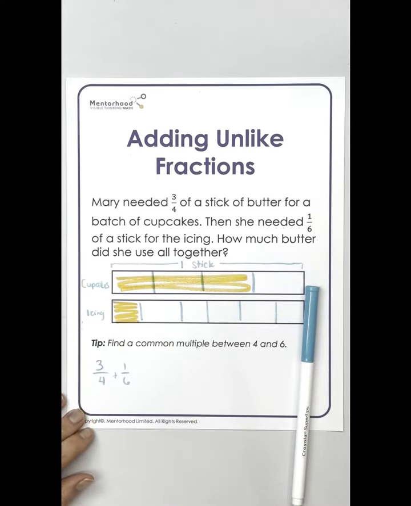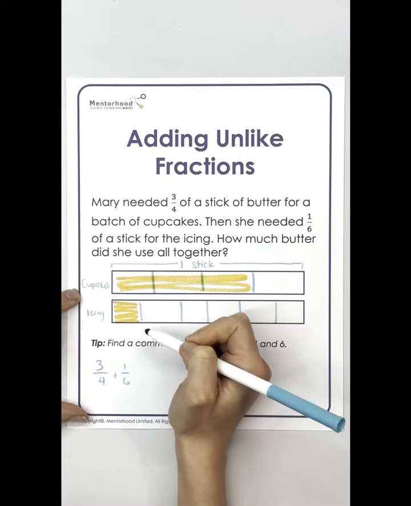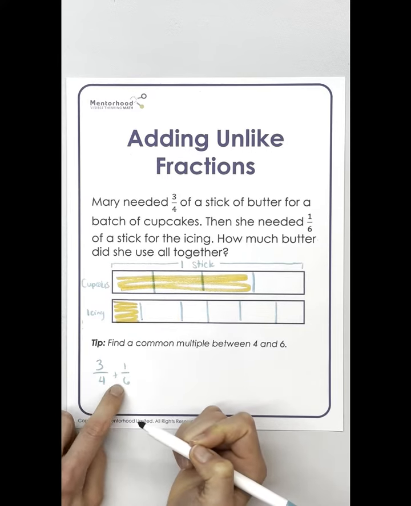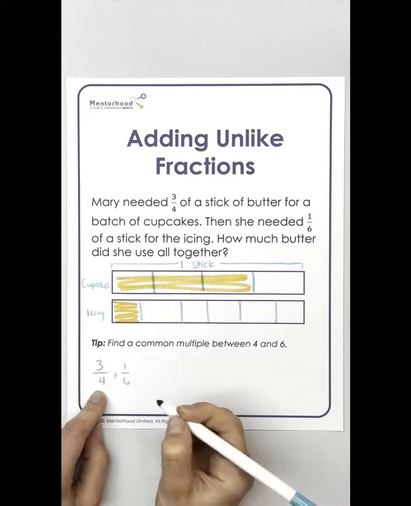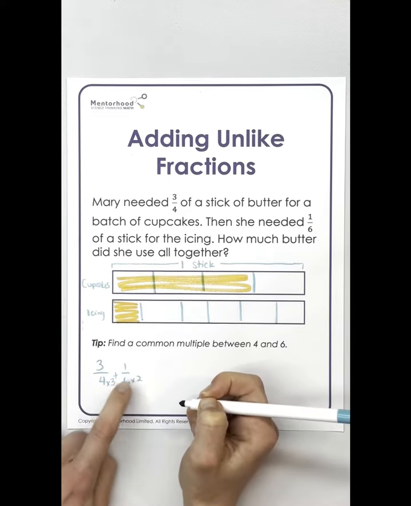Now how do I add those? Because the two sections are different sizes. So what I have to do is find a common denominator. I have to find a common multiple between 4 and 6. So what's something that appears on both of their times tables? 4 times 3 is 12, and 6 times 2 is 12. Great, now they would both be over 12.